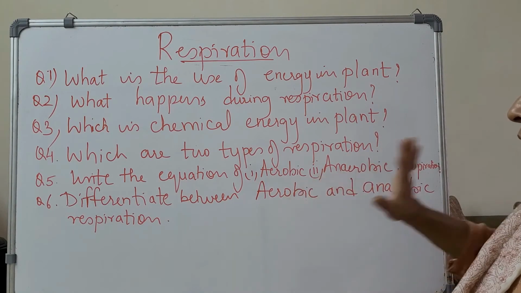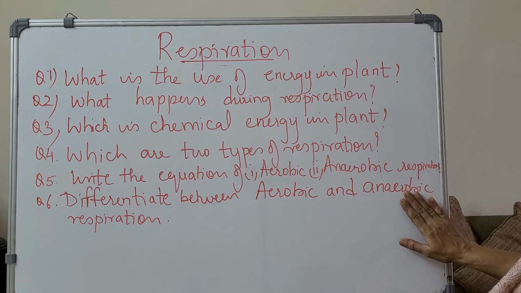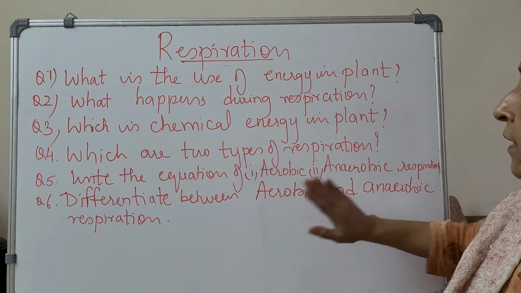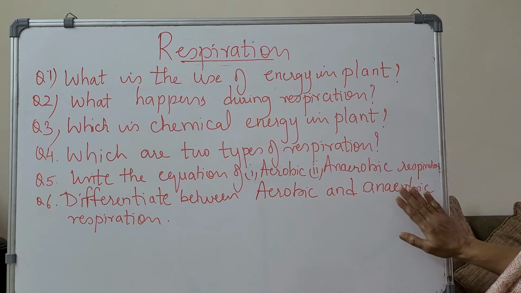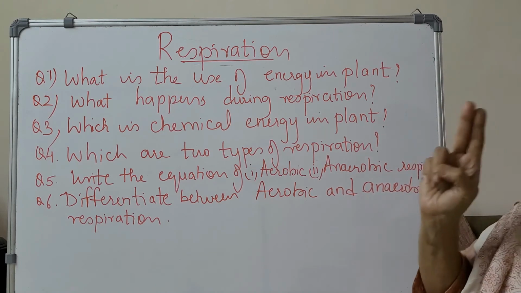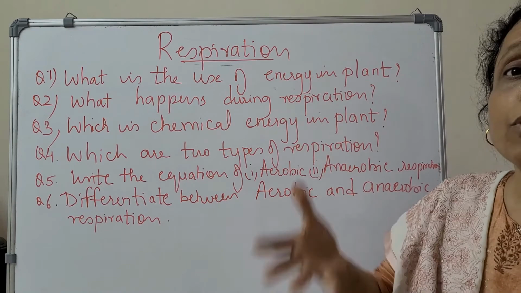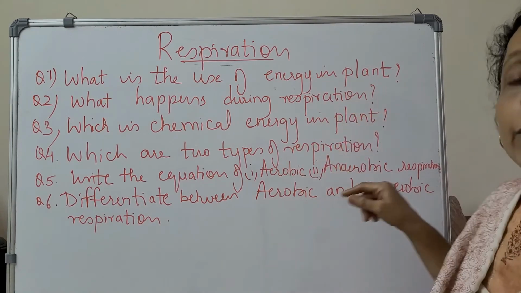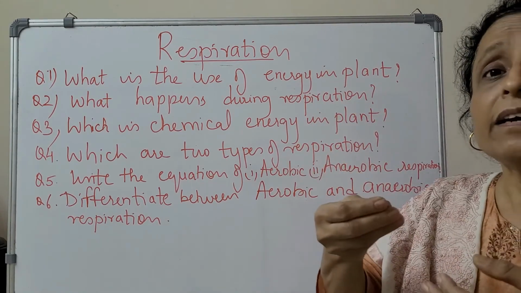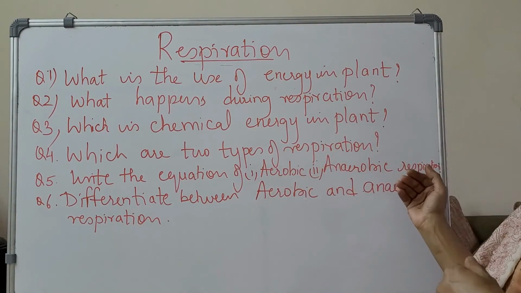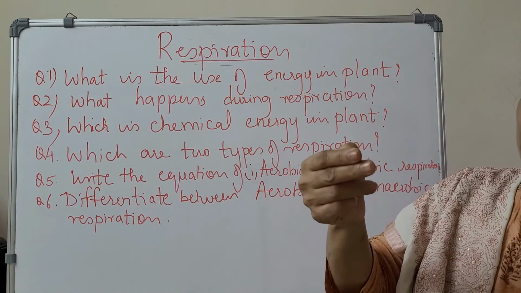Here oxygen is required, here oxygen is not required. Here carbon dioxide, water, 38 ATP. Here ethanol is produced. Ethanol, carbon dioxide and 2 ATP. So what is the main difference between them? Here aerobic, more energy, 38 ATP. ATP is like a cash of energy. So more cash here, 38 ATP. Whereas here only 2 ATP is produced.